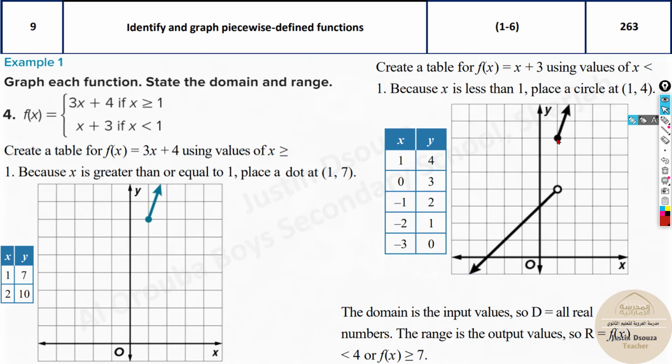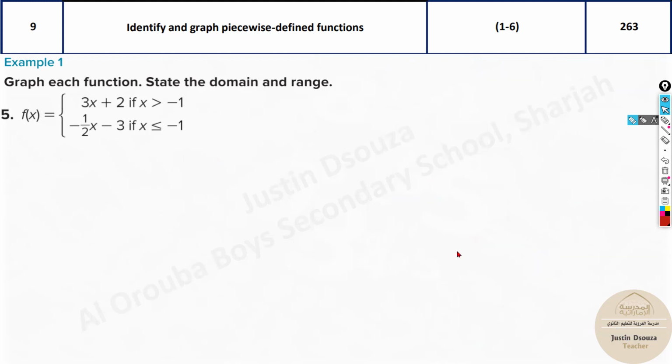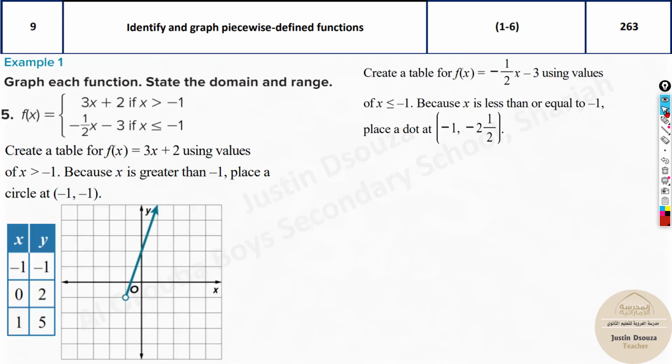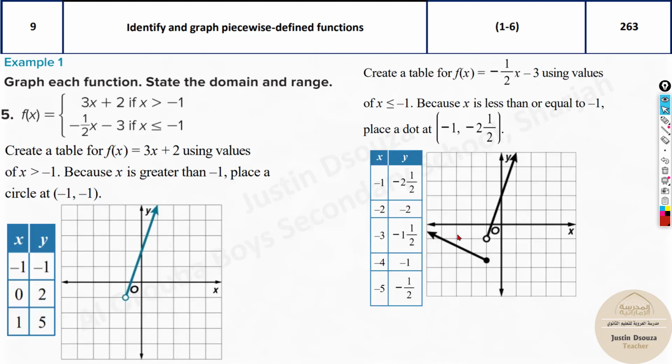And see, it is greater than or equal to 7. Why? Because it's a point. Whereas it's less than 4 because it's a hole over here, only less than. Same thing over here. Please try solving these by yourselves and then check the answers. If you're doing the calculator method, you will have 4 options. Easily eliminate the options and make sure you see this hole and point properly and then select it.